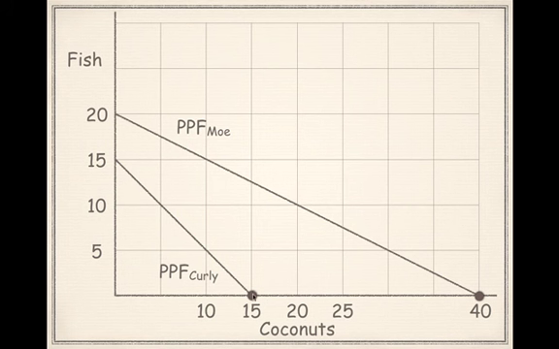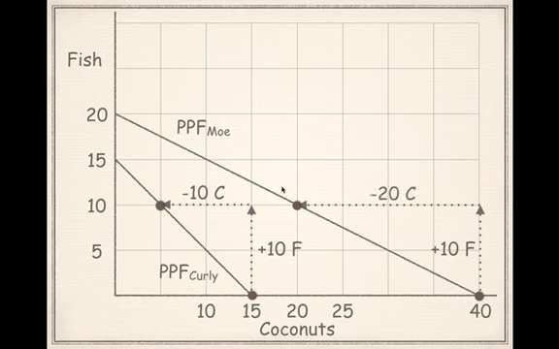So let's compare if both Mo and Curly were specializing in coconut production. In order to gain 10 fish, we've moved up 10 fish for both of these. What's the cost of the 10 fish for both parties? Well, for Curly, Curly loses 10 coconuts, but Mo loses 20 coconuts. So the opportunity cost of producing 10 fish is higher for Mo and less for Curly. So Curly has the comparative advantage in fish production.